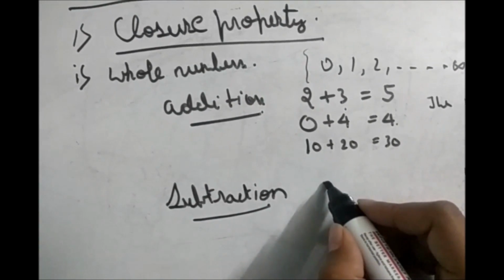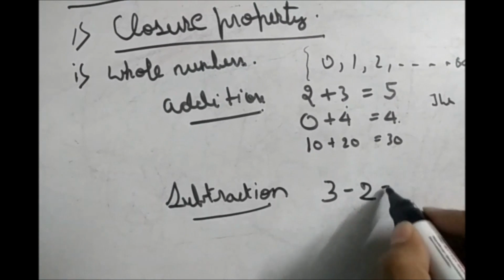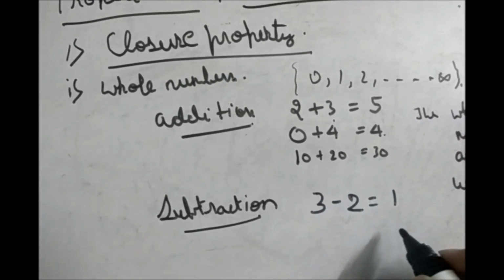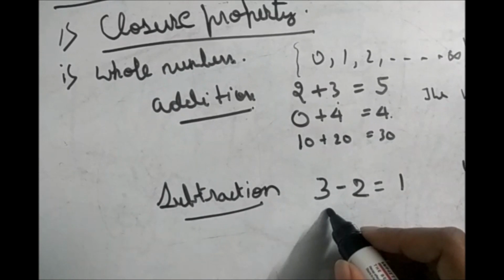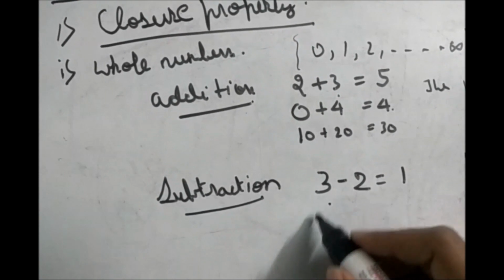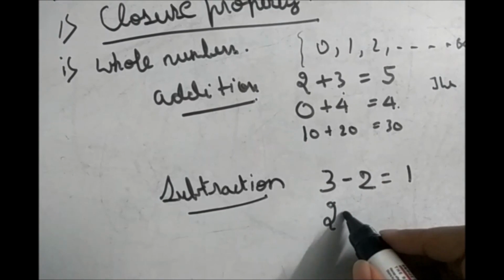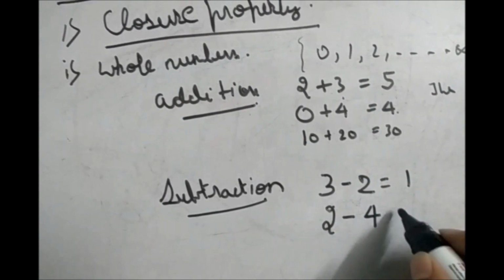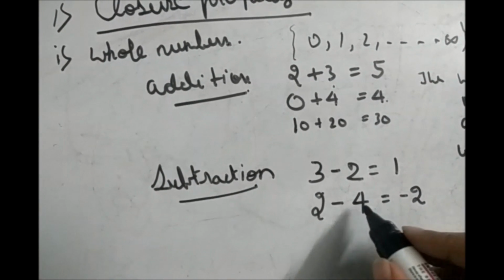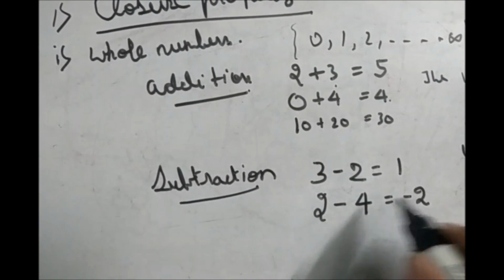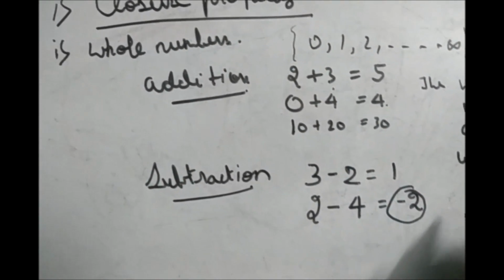Now let's see subtraction. If we take 3 minus 2, we'll get 1, which is present in the set of whole numbers. Okay, now let's take a smaller element in the first place, that is, 2 minus 4, so we'll get minus 2. Minus 2 is not present in the set of whole numbers.